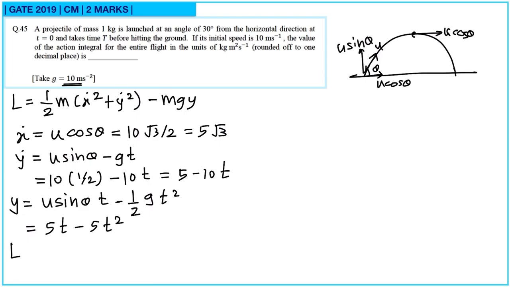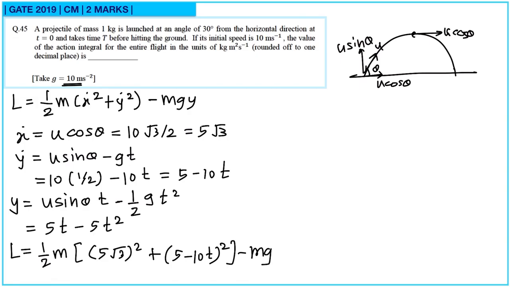Now L is equal to half m. Now x dot is this. Its square will be 5 root 3 square, plus 5 minus 10t square, minus mg into y, which is 5t minus 5t square. So this is the Lagrangian. You have to solve it.